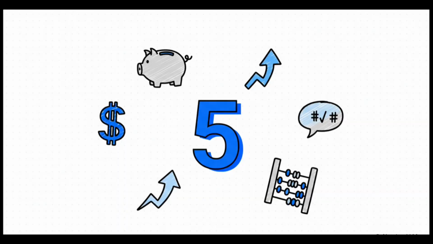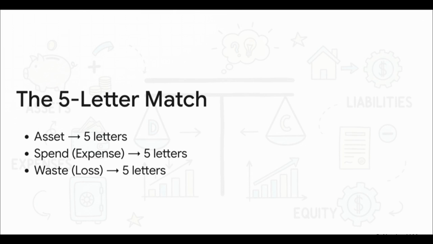So let's start with the word debit. Go ahead and count the letters. D-E-B-I-T. That's 5 letters, right? Now here's the magic. The key things that we associate with debits, they also have 5 letters. Check it out. Asset has 5 letters. Spend, which is how we can think of an expense, has 5 letters. And waste, to represent a loss, that also has 5 letters. It's a perfect match. Wild, right?